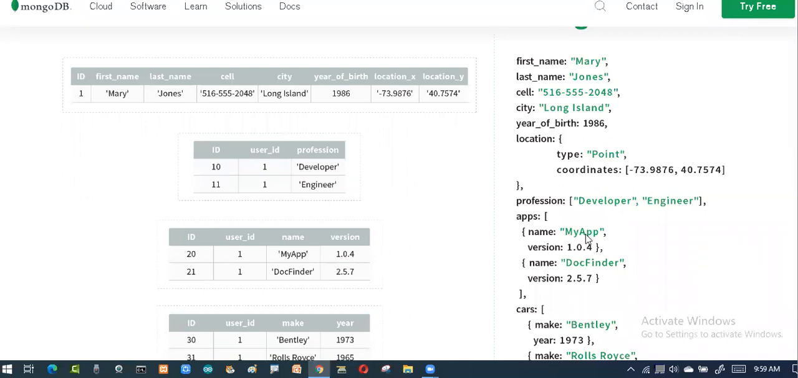Okay, then if you see here, from the profession, he has been developing some apps. He has developed two apps. One is My App, another is Dog Finder, and they have versions. So from the profession table, he has a user ID. See here, the user ID is common. It is related, that means this table is linked to this one. How? By ID. Then this table is linked to this because again this is an ID, right? So this becomes the master table.